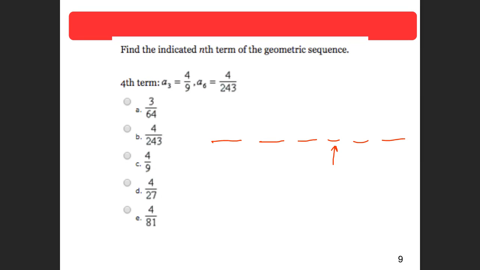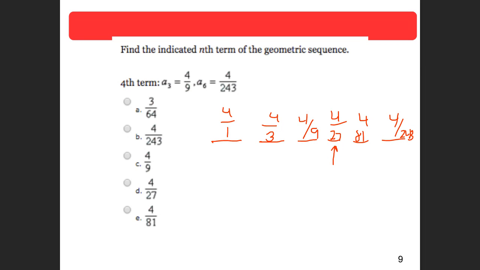I know this term. I know this term. I don't know this, this, this, or this. I do know that they're all going to be over 4, right? The top doesn't change. It's only the bottom that changes. So let's say this was 4 over 1. Let's multiply by 3. 1 times 3 is 3. 3 times 3 is 9. 9 times 3 is 27. 27 times 3 is 81. 81 times 3 is 243.